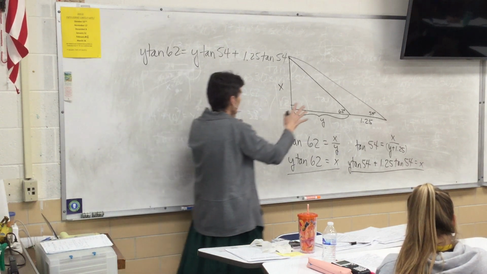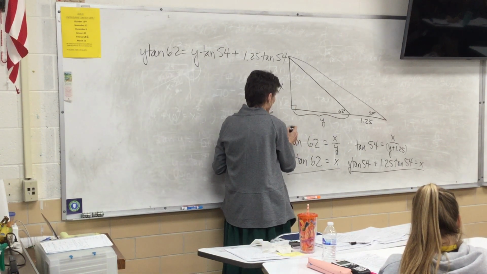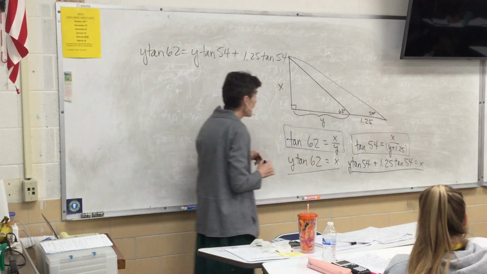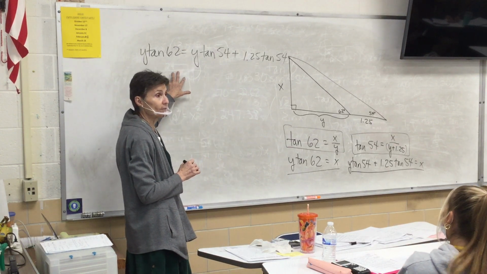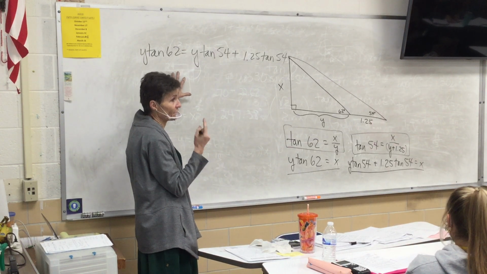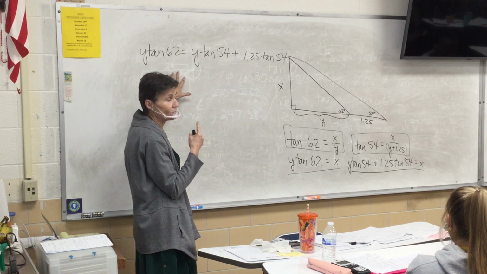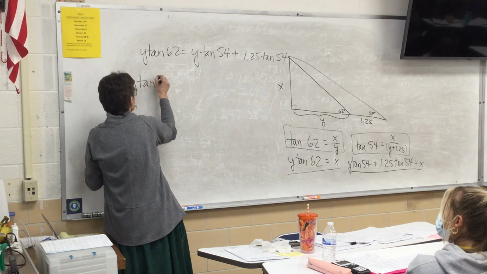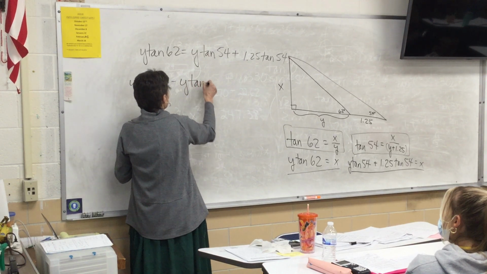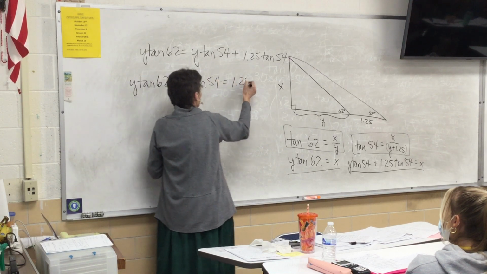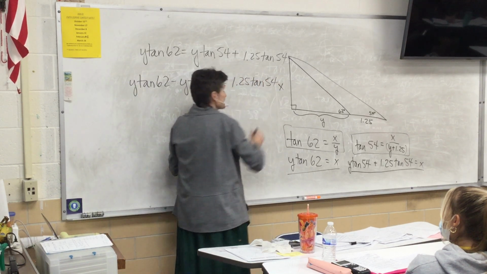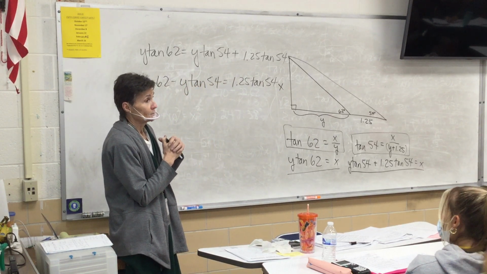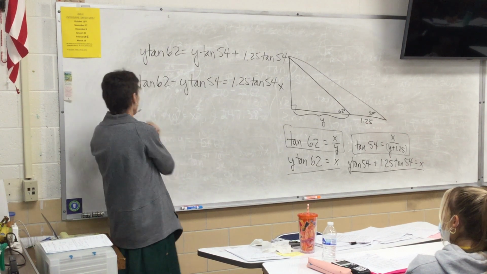So when I looked at my original situation, I wrote two equations. But now, how many equations do I have? One, and there's only one variable in it. That I can solve. So, let's subtract this over. So we have y tan 62 minus y tan 54. In other words, I am putting the y's on the same side of the equation so that I can factor it out.